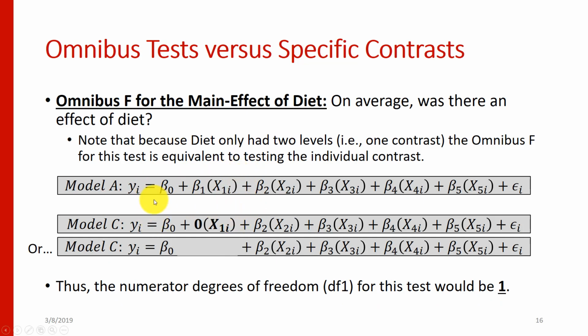And if we compared these two models, right, we get the sums of squared errors in model A, we get the sums of squared errors in model C. We use that to calculate a proportional reduction in error, which we can turn into an F observed, and then we can calculate the p-value. That will allow us to say, was there a statistically interesting effect of diet given the null hypothesis?